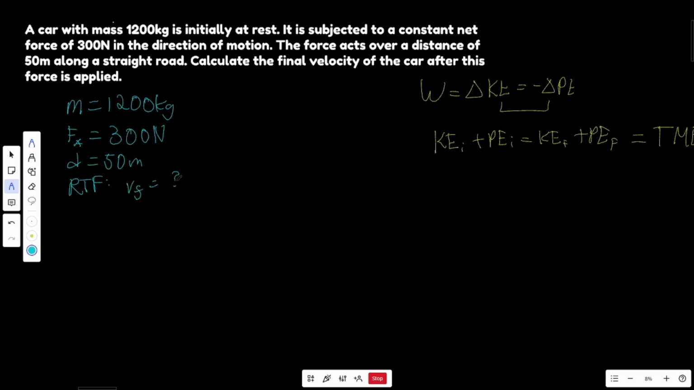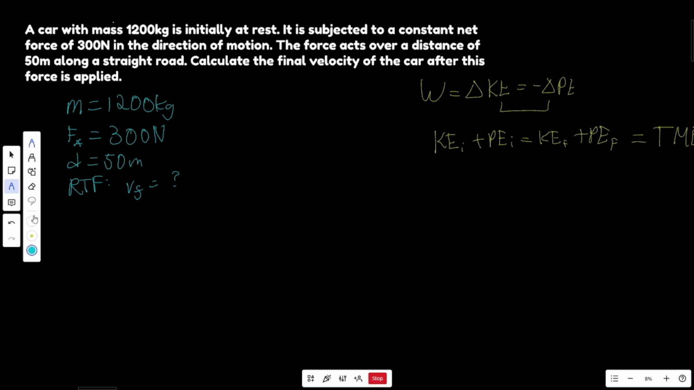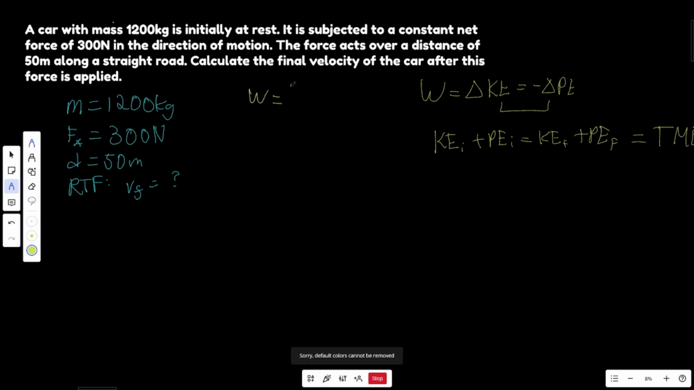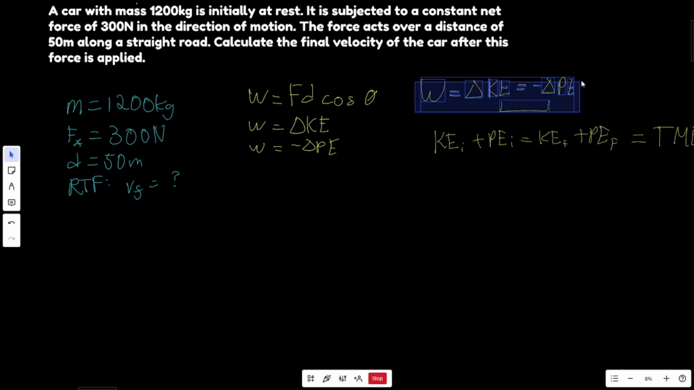So from here, where do we go? Now, we already know that work is going to be involved here. And work is again described as F d cosine theta. And we also know that work is equal to delta KE and negative delta PE. So let's just restate it in this format so that it's easier to read.